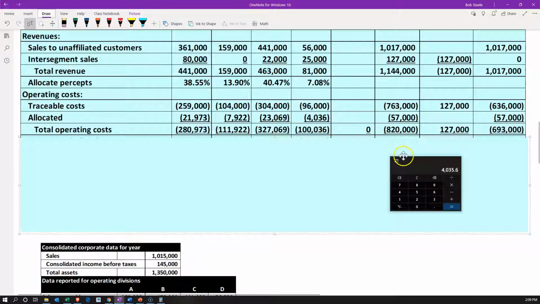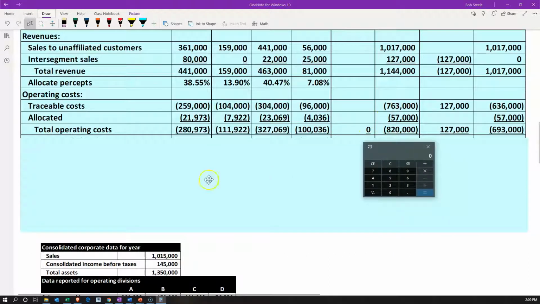Then you can add these numbers in two different ways. The totals down here could be added as the 763,000 plus the 57,000. That's going to give us the 820, or you can add them this way: 280,973 plus 111,922 plus 327,069 plus 100,036. That's going to give us the 820 as well.